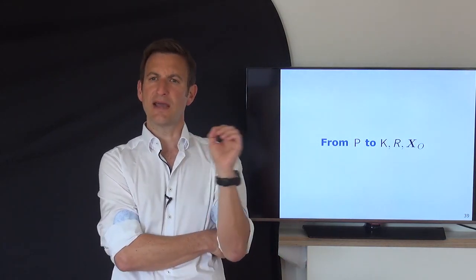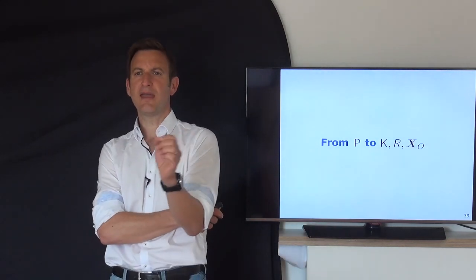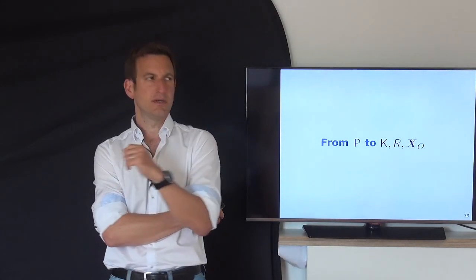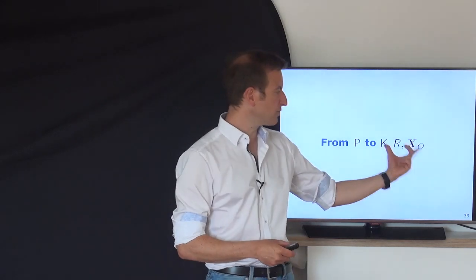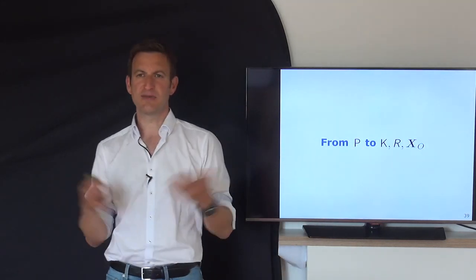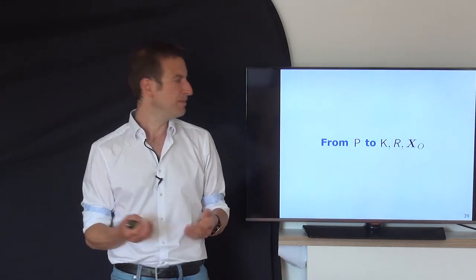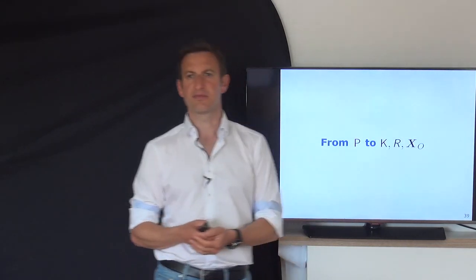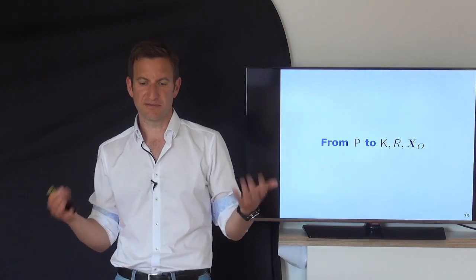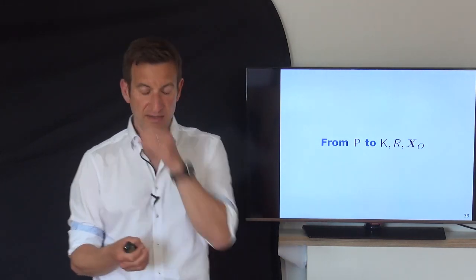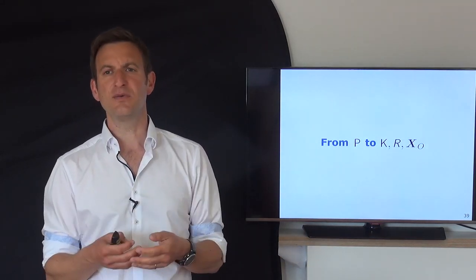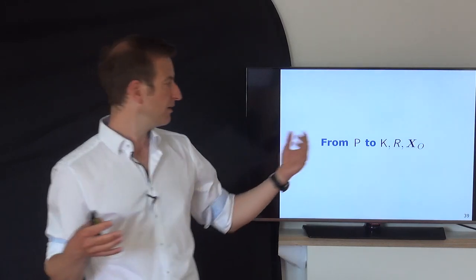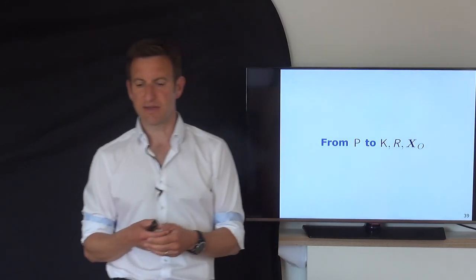So how can I actually turn P into K, R, and X0? I mean, the other way is easy, going from those parameters to the projection matrix is of course straightforward. That's the way P is defined. But what about the other way? How to go from P to those three parameters? And this is kind of the first time now that this becomes relevant. And there's actually a way for doing this, for turning P into those three matrices.